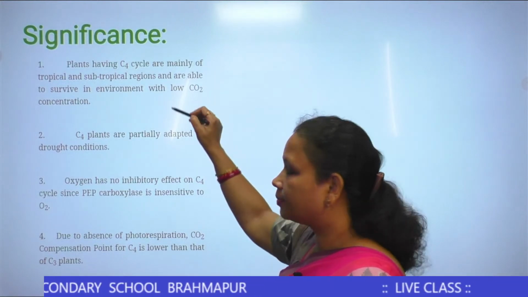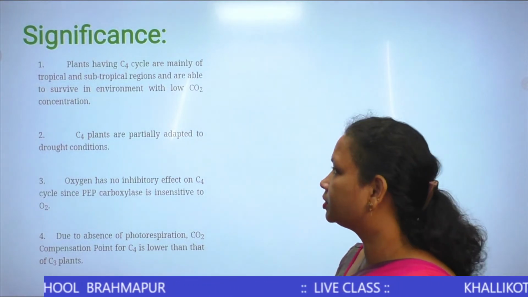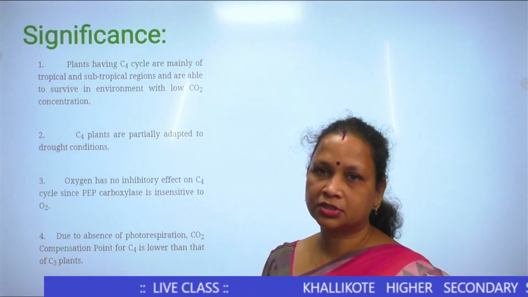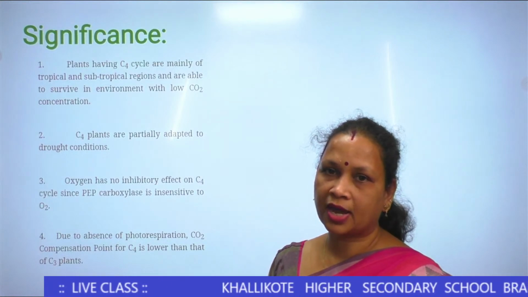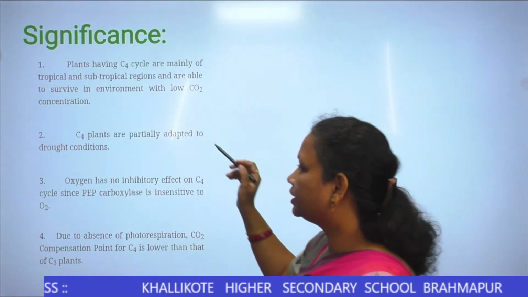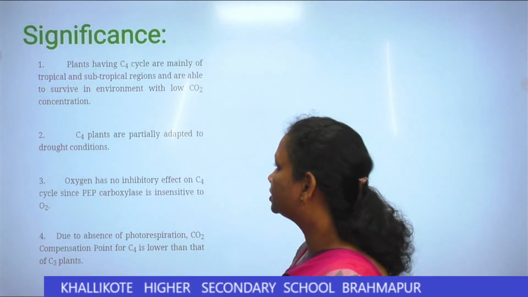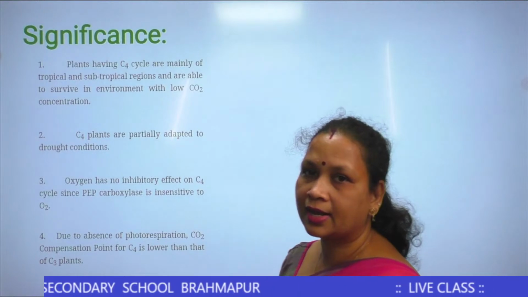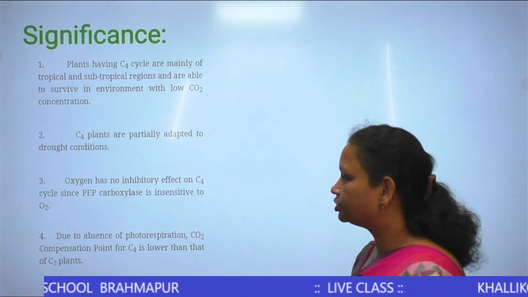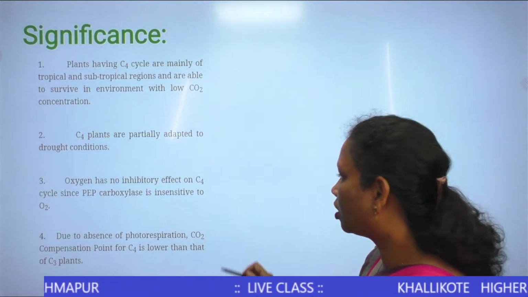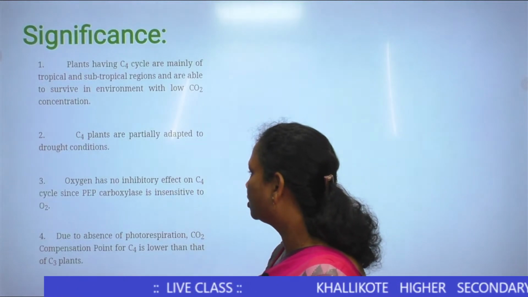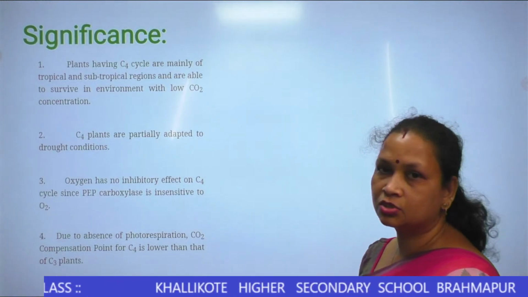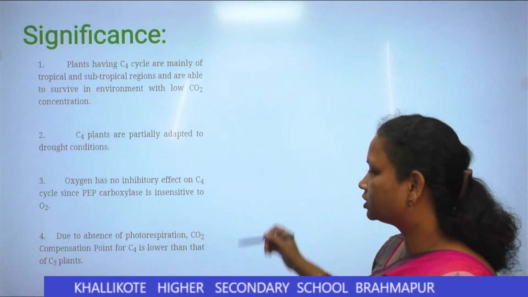So, low carbon dioxide concentration, how are they able to survive? Because PEP carboxylase is going to concentrate very low amounts of carbon dioxide, which is needed for the C3 cycle to carry on. C4 plants are partially also adapted to drought conditions, and oxygen will not have any inhibitory effect on the C4 cycle because PEP carboxylase is not sensitive to the oxygen molecule.